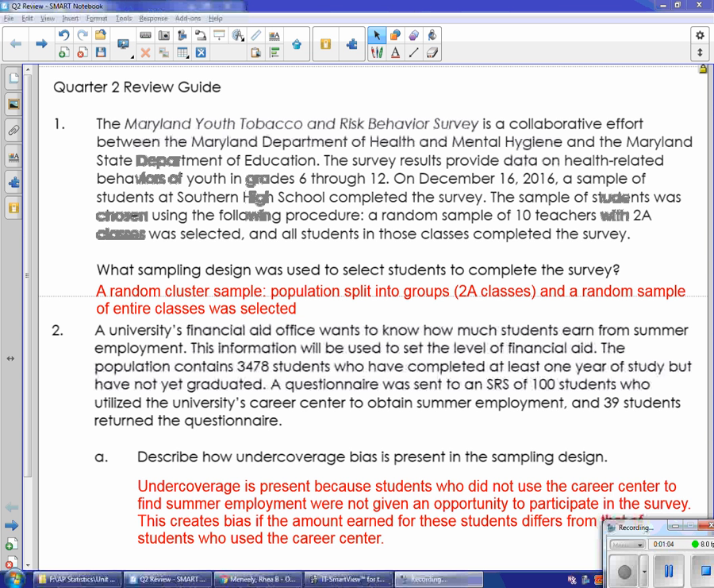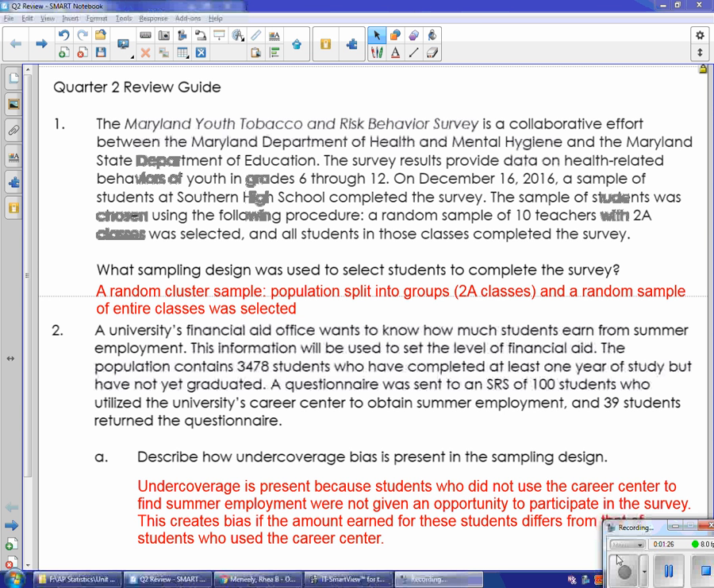In this case, because the population was split into groups, and this would be teachers with 2A classes, and a random sample of those classes was selected and included all of the students in those classes, it is considered a cluster sample. If I had split everybody into 2A classes and selected a sample from each class, that would have then been a stratified random sample.